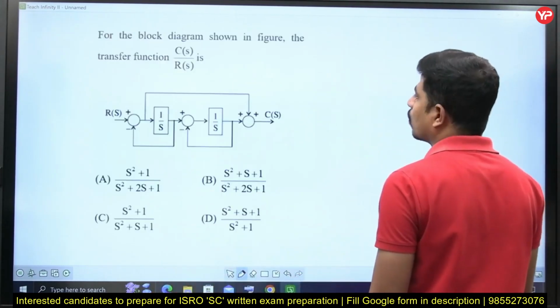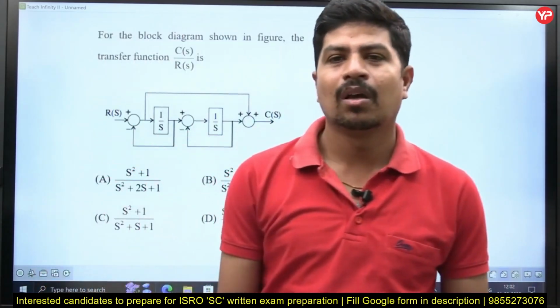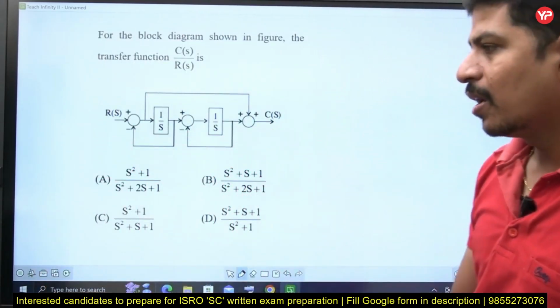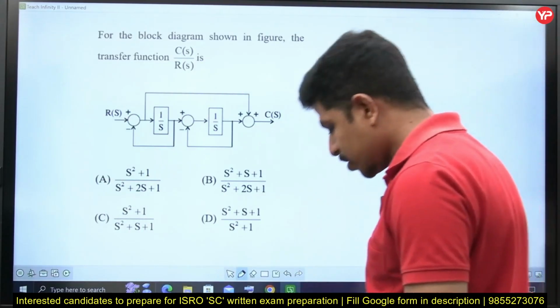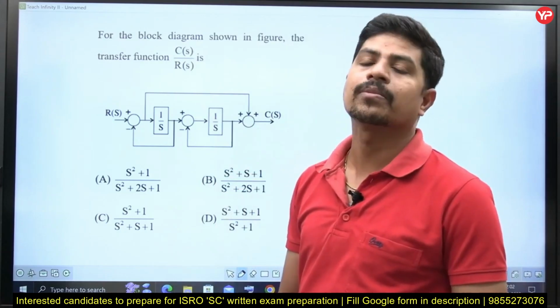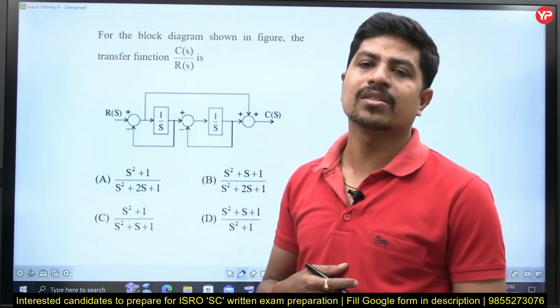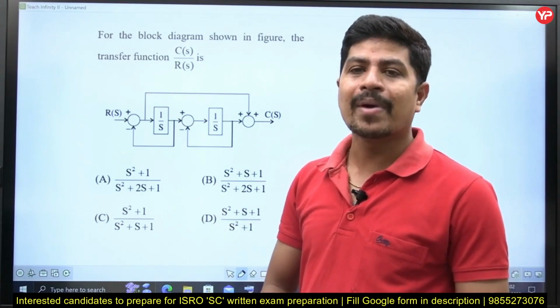Okay. Let's go to the next question. This question is a basic question from block diagram reduction techniques. Many people will apply block diagram reduction rules, or you can apply Mason's gain formula directly for this question. See, if a question is very big and has lots of calculations in the block diagram, you can directly apply Mason's gain formula.